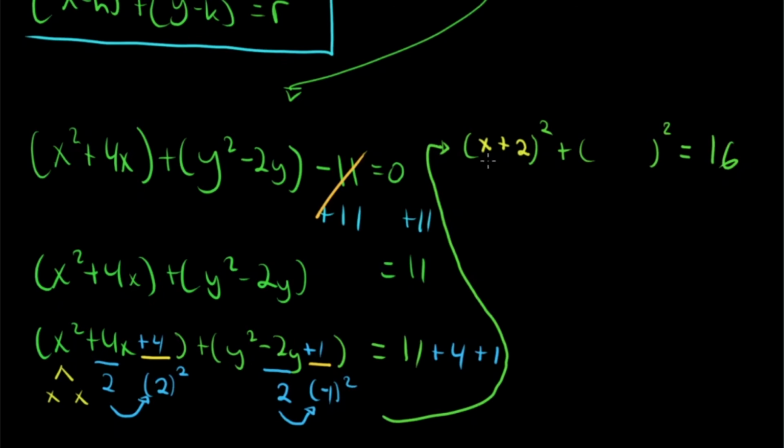Pwede mong i-check yon, expand mo to ulit. X plus 2 multiplied by itself, x plus 2. Tapos, pag bumalik ka dito, ibig sabihin, tama yung nakuha mong binomial. Let's do the same thing dito sa pangalawa. Ano yung ini-square natin to get y squared? That is y. Y times y is y squared. The square root of y squared is simply y.